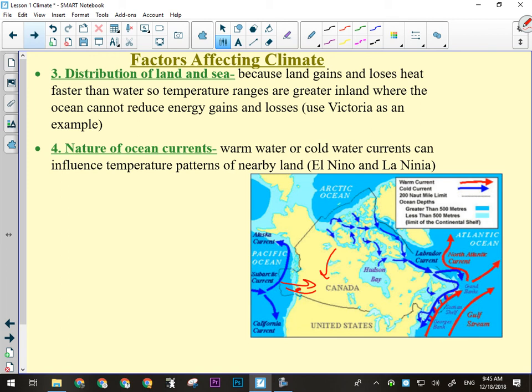All right, so those are the other kind of two big ones, and again, these are going to depend on where you are. Obviously, the nature of ocean currents doesn't determine our climate in any way, shape, or form here. But the distribution of land and sea does. We're a long way from the ocean. That means we're going to have more wild swings between summer and winter in terms of our climate.